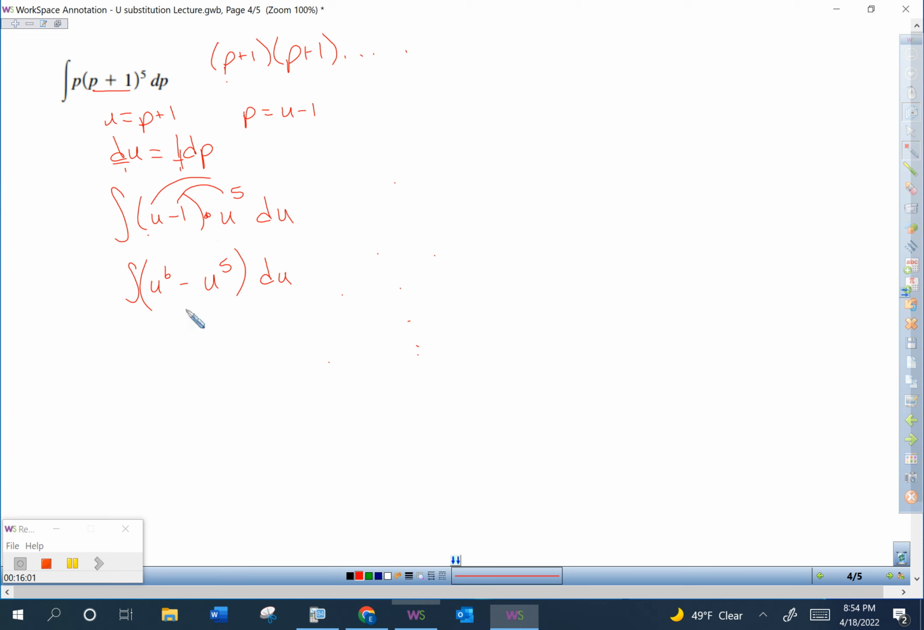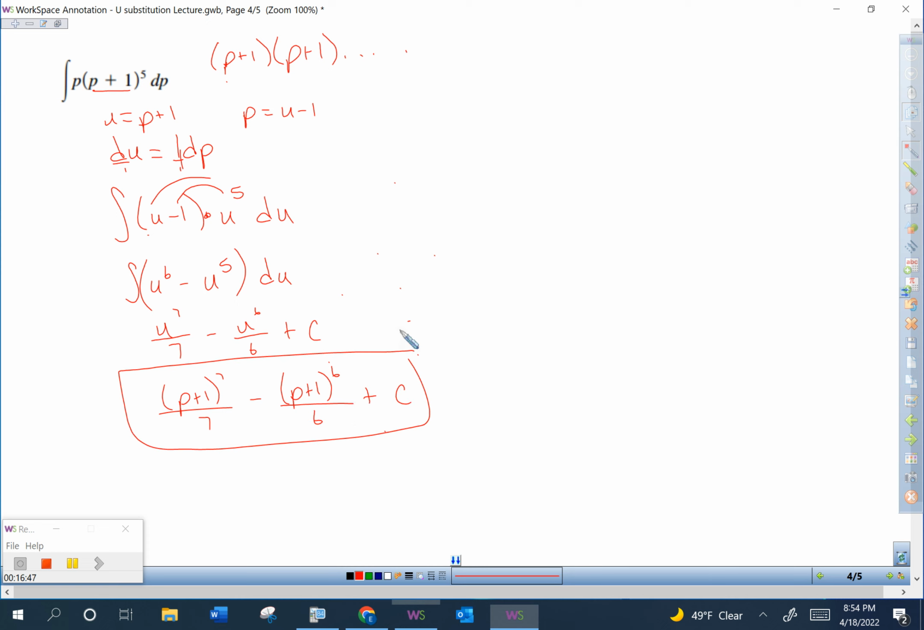And now that we can simplify it, we can find the antiderivative of both parts. So using our power rule, we're increasing by 1, dividing by that same thing. Increasing by 1, dividing by that same thing. And from here, we can step back in. So p plus 1 to the 7th power over 7. If you like that 1/7 in front, that's equivalent. It's up to you. And then the p plus 1 to the 6th power over 6 plus our constant, and we're done.